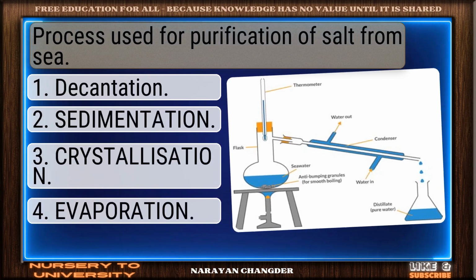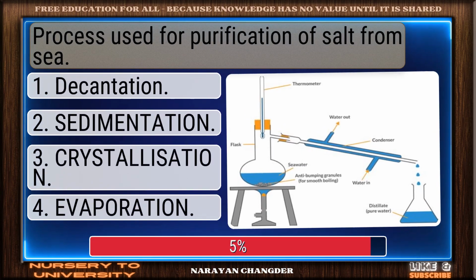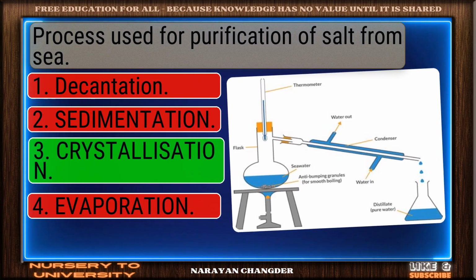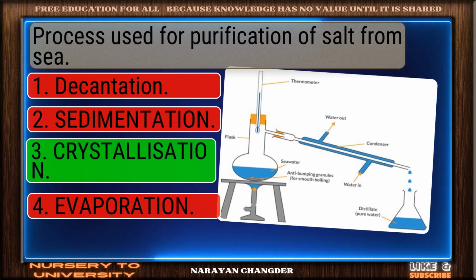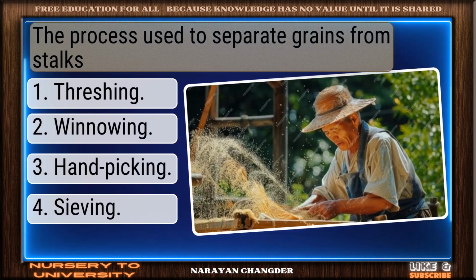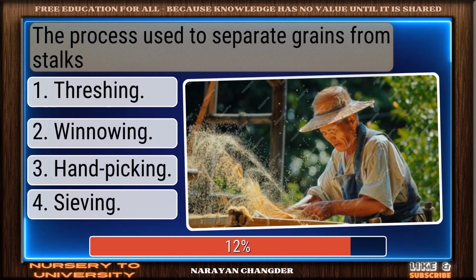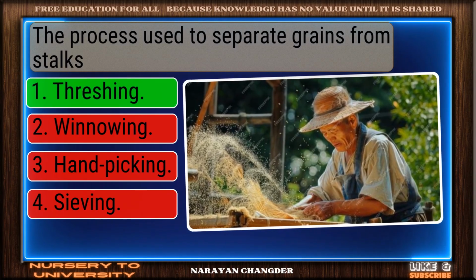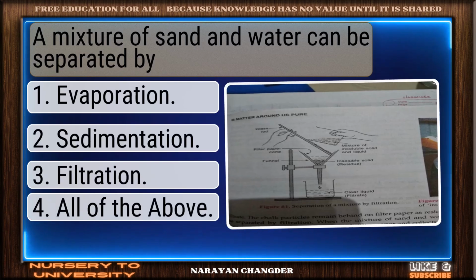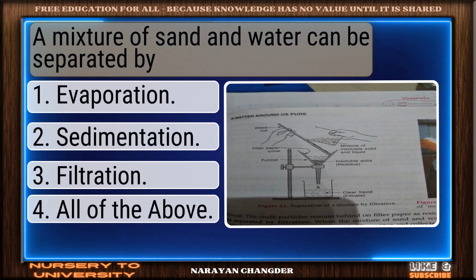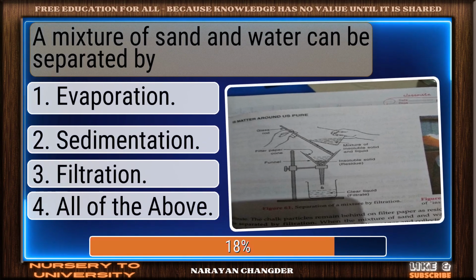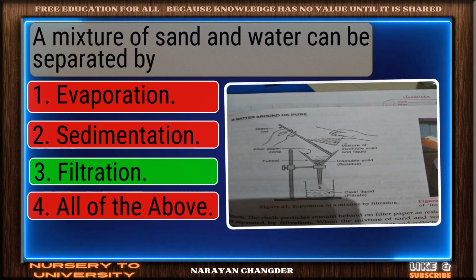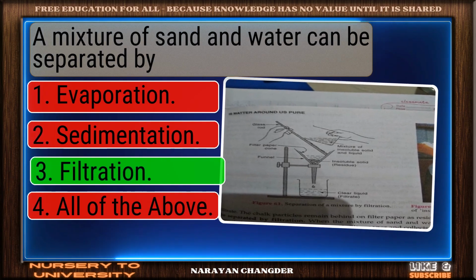Process used for purification of salt from sea. Correct response. Crystallization is the most accurate answer. The process used to separate grains from stalks. Correct. Threshing is the right answer. A mixture of sand and water can be separated by. Nice work. You chose filtration, and it is correct.